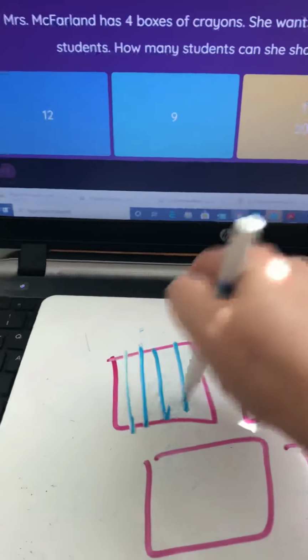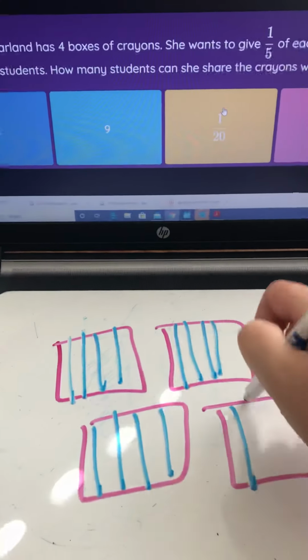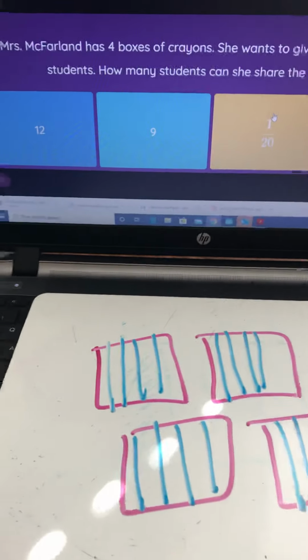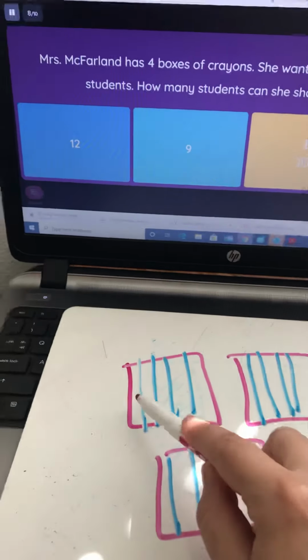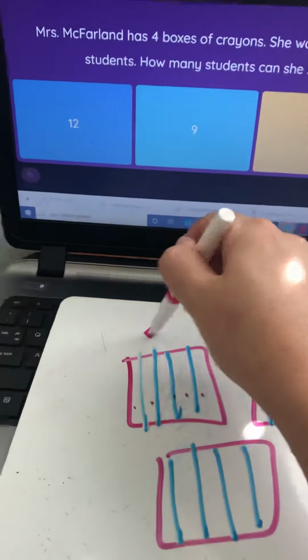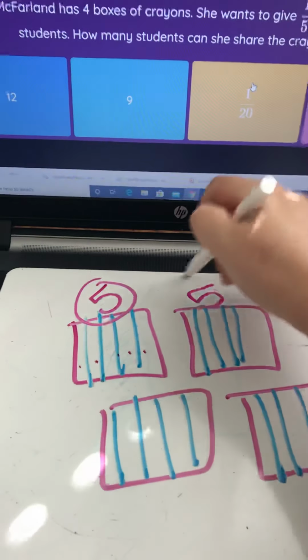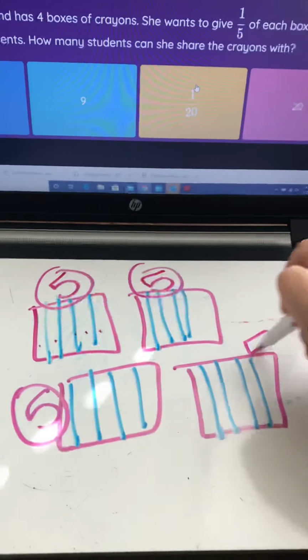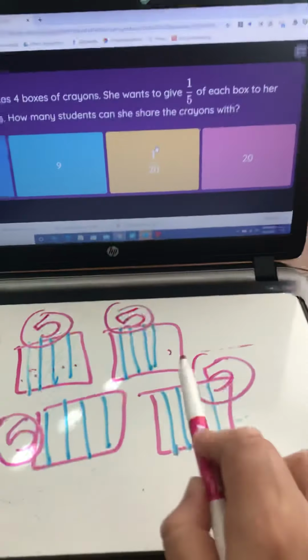1, 2, 3, 4, 5 in each box. So here I have 1, 2, 3, 4, 5 students that can have crayons from that box, 5 from that box, 5 from this box, and 5 from this box. So 4 divided by 1/5 is 5, 10, 15, 20.